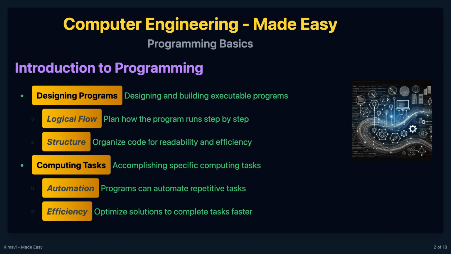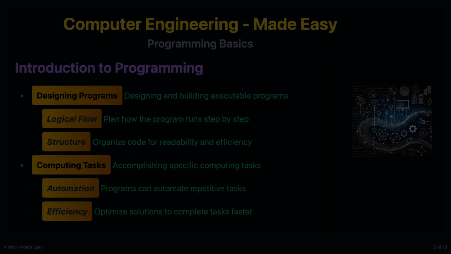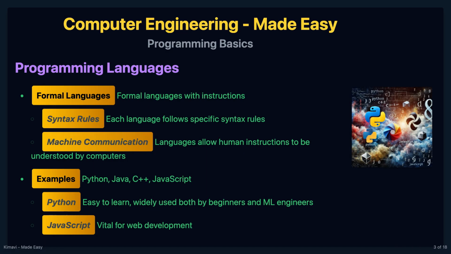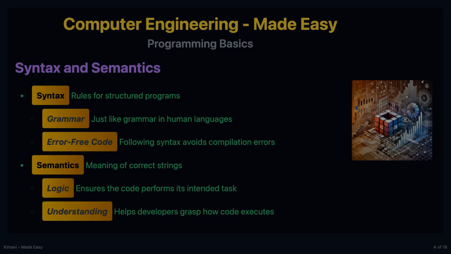Programming is the process of designing and building an executable computer program to accomplish a specific computing task. Let's dive into some key concepts. Programming languages are formal languages comprising a set of instructions that produce various kinds of output. Examples include Python, Java, C++, and JavaScript.